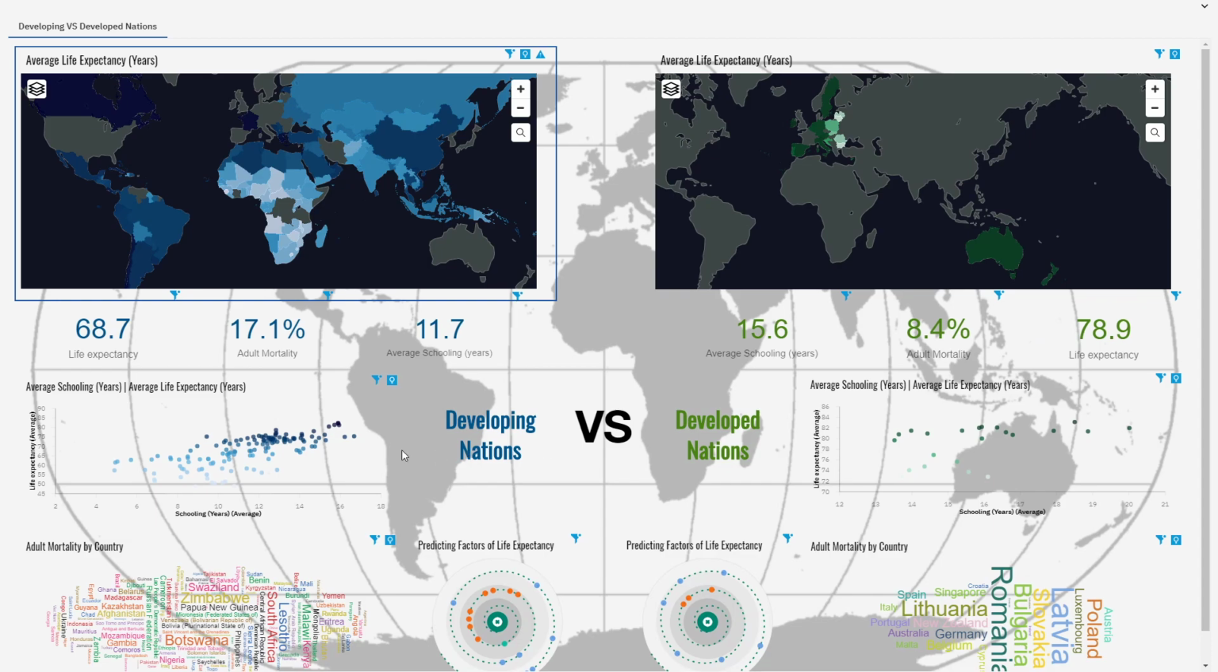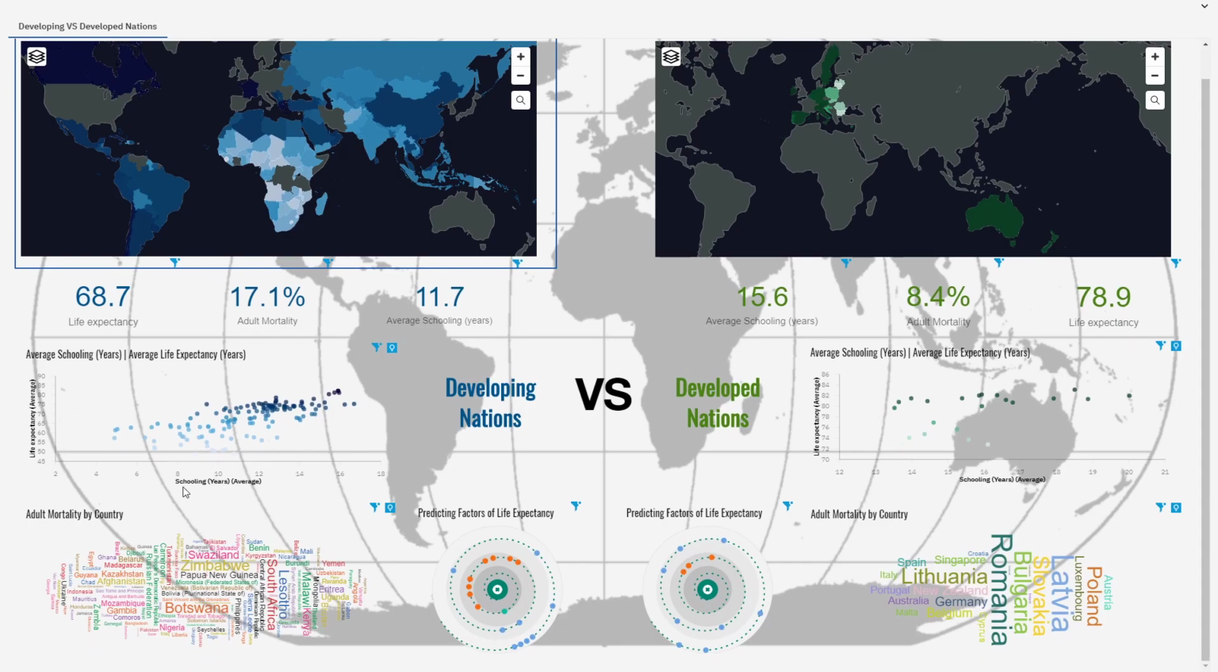Now let's go down. I decided to create some scatter plots. What these are going to compare is the average schooling years members of the population have in their lifetime on the x-axis. Then on the y-axis, we decided to go with their average life expectancy. So here, you can see there's actually many more developing nations in general being grouped on the left side. And you can see the average between these two is right in here.